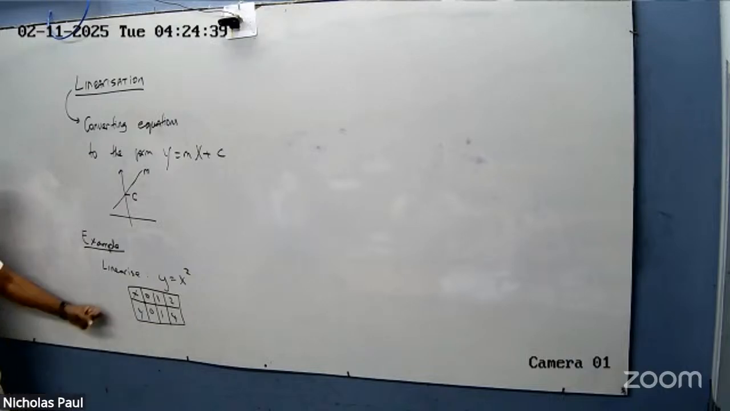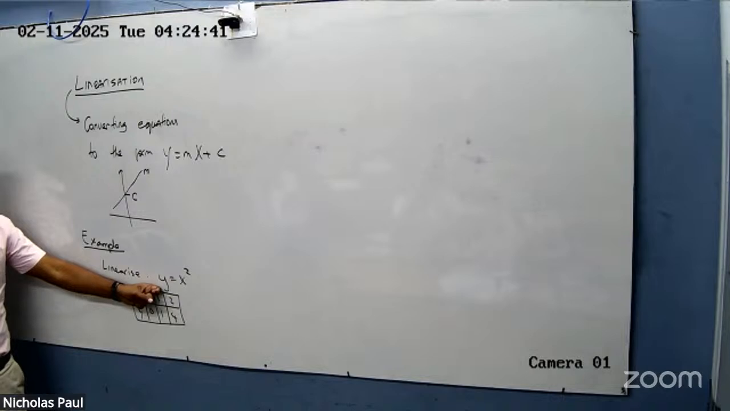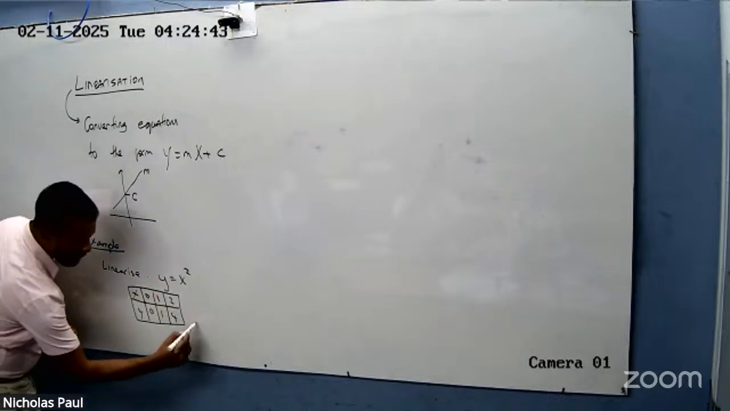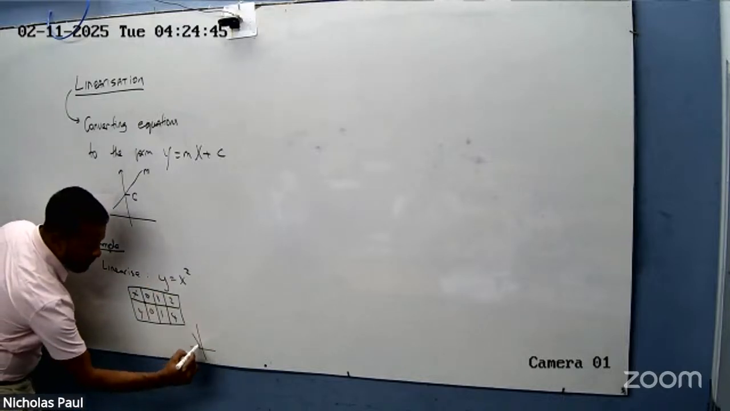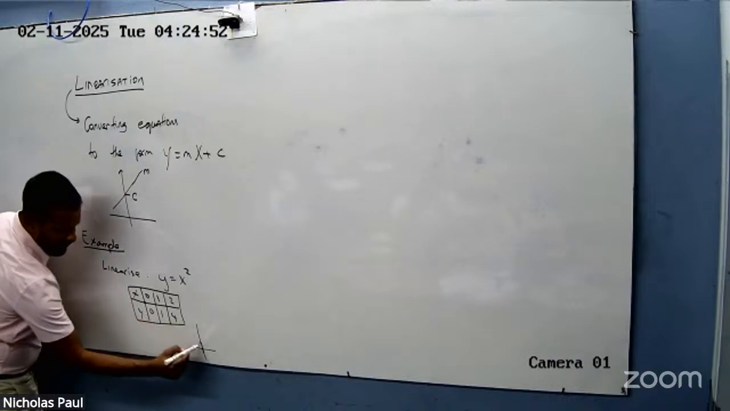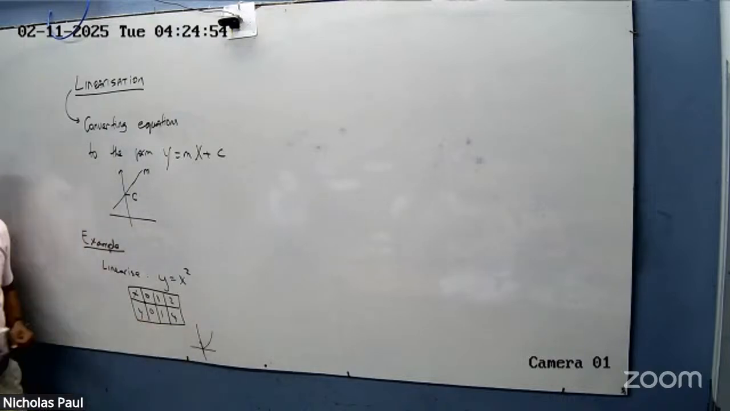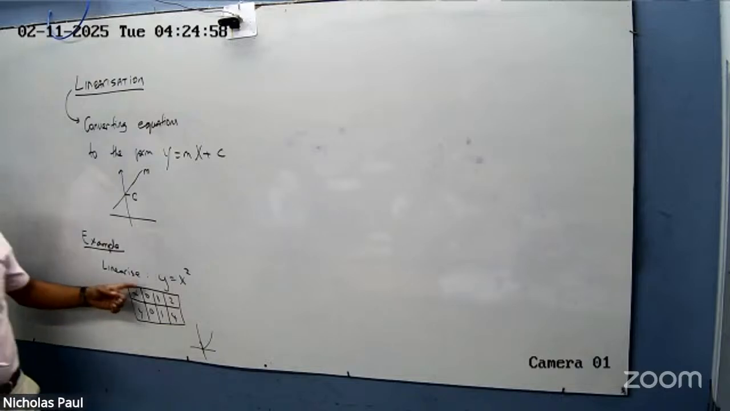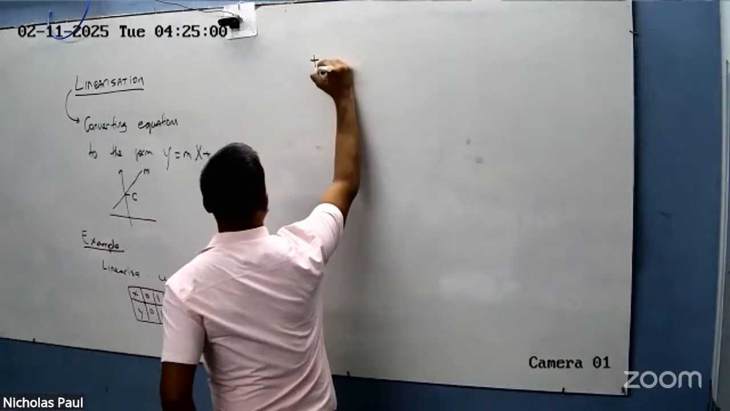But if you draw this, you're going to get a curve. If you use these values, you're going to get something like that. But I don't want that. I want to get a straight line. So what we could do is something called linearization.